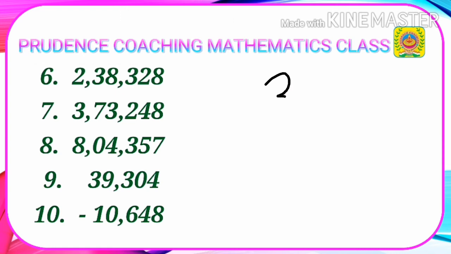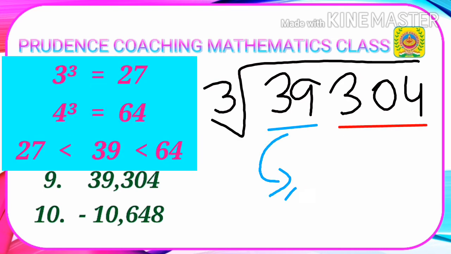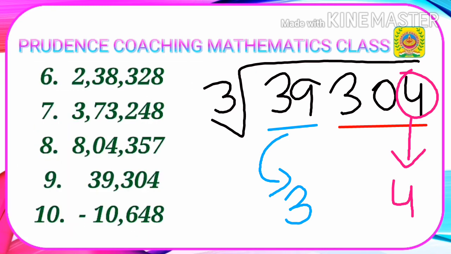As you can see, the next example is 39,304. Let us split into two parts. The first part will give us 3 and the last part will give us 4. So here the cube root of this number will be 34.